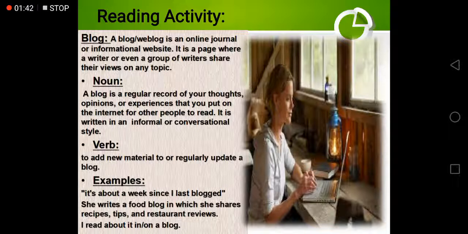Let's have some examples of blog being a verb. It's about a week since I last blogged. She writes a food blog in which she shares recipes, tips, and restaurant reviews. I read about it on a blog. Over here in the last two examples, blog is used as a noun.